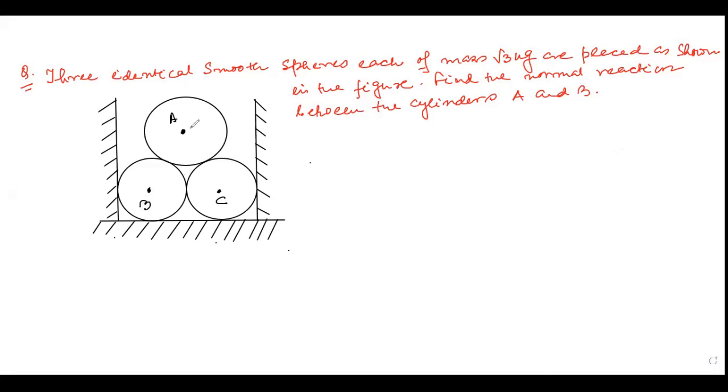The problem looks like this: 3 identical smooth spheres, each of mass √3 kg, are placed as shown in the figure. Find the normal reaction between the cylinders C and B. So what to do then?